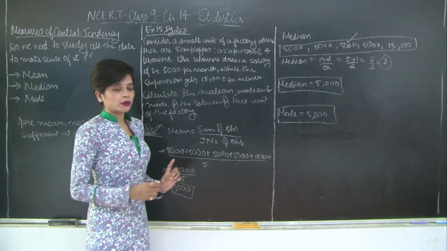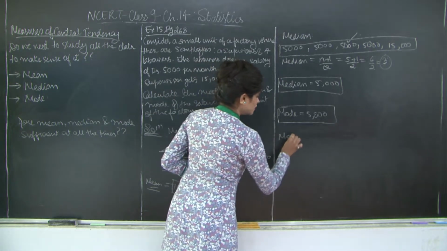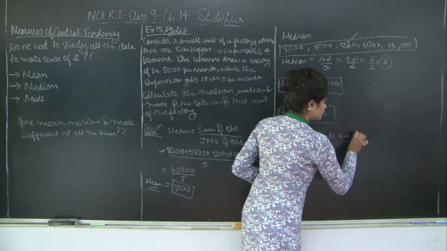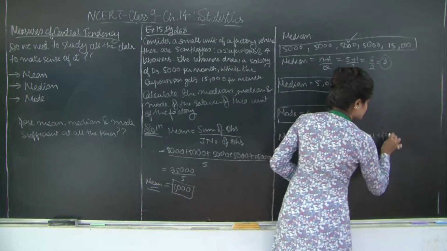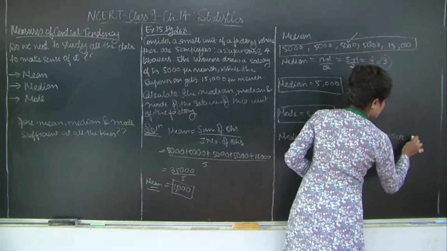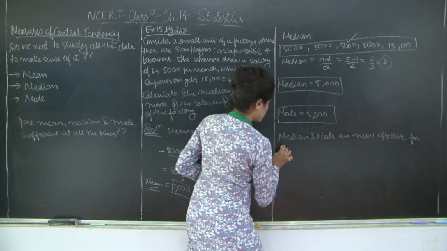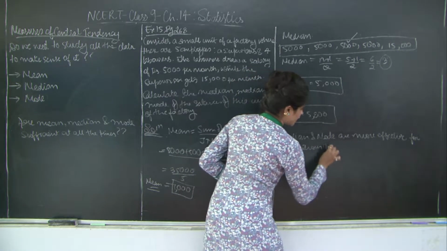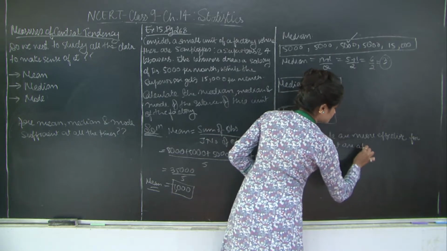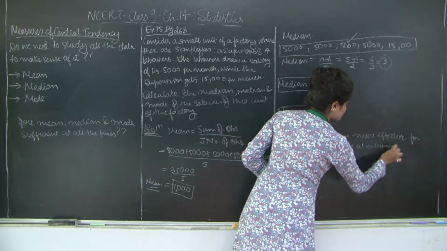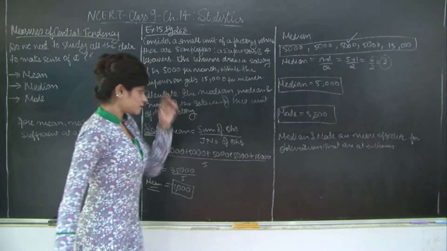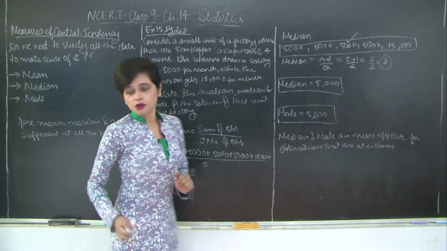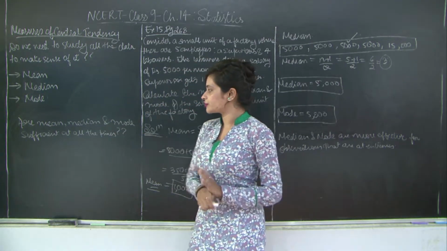So now what can we conclude is that median and mode are more effective for observations that are at extremes. All right. So now this was about measures of central tendency. Coming back to this question, are mean, median and mode sufficient at all the times?